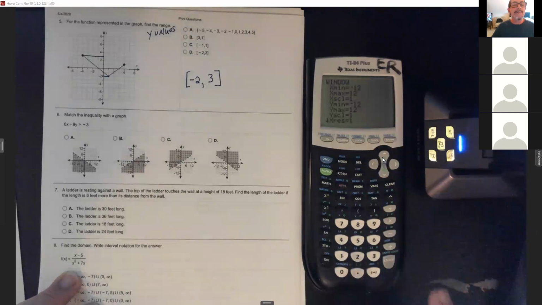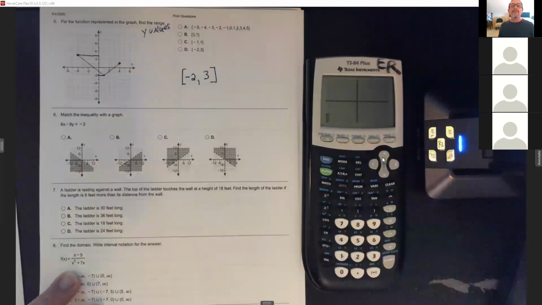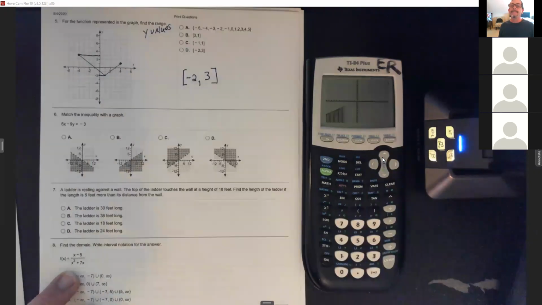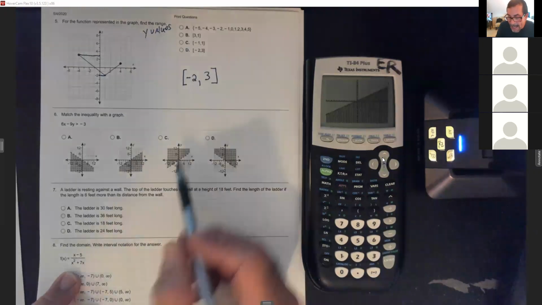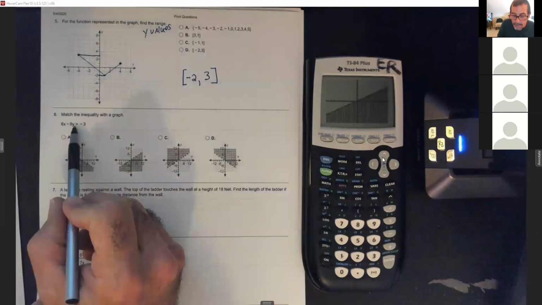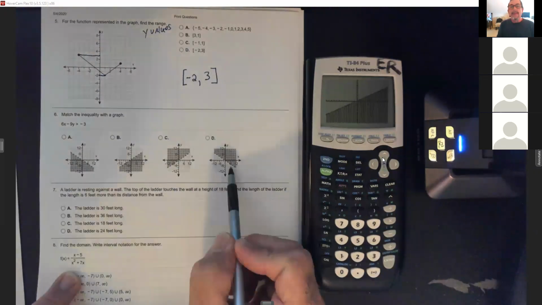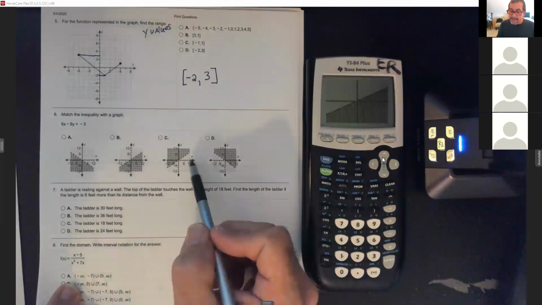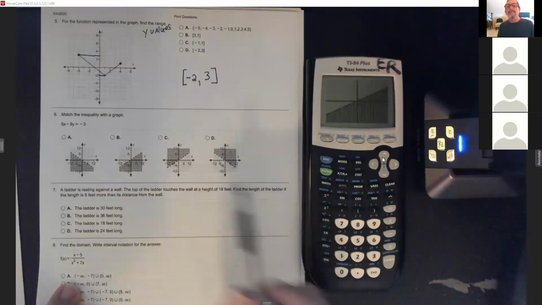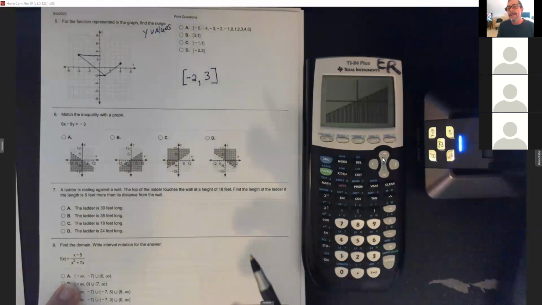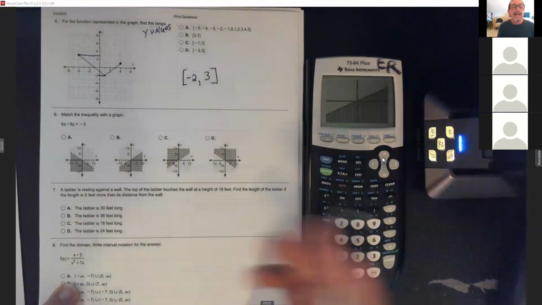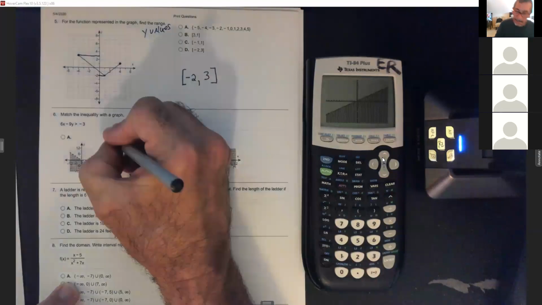Now, when we hit graph, we will get one of them 4 pictures. Now, the calculator don't do the dotted lines, but remember, since there's not an equals under those, technically they would be dotted lines, okay? If that was an equal, then they would be solid like the calculator does it. But our calculator can't distinguish between the 2 lines, okay? So I would definitely go with B on that one.